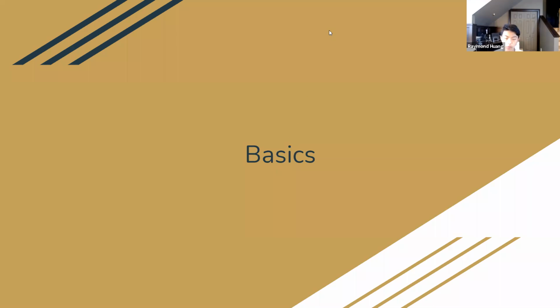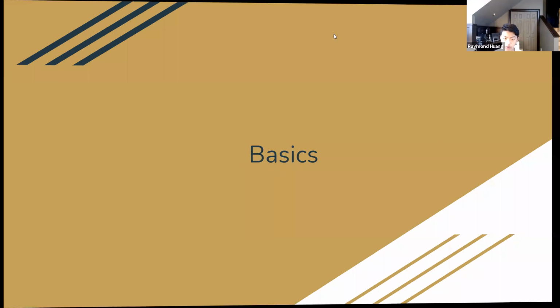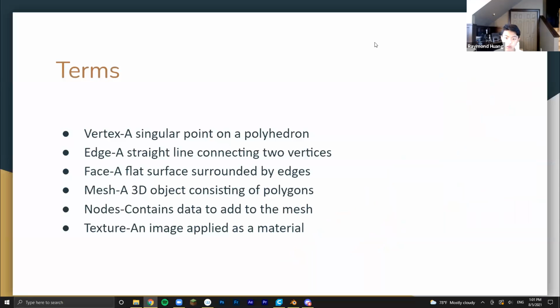So the basics of 3D modeling, the terms and stuff. So a vertex. First off, a vertex is a singular point on a polyhedron. An edge is a straight line connecting two vertices. I'll be showing you these terms in Blender soon. A face is a flat surface surrounded by edges. A mesh is a 3D object consisting of polygons. So any 3D object in a scene is a mesh.